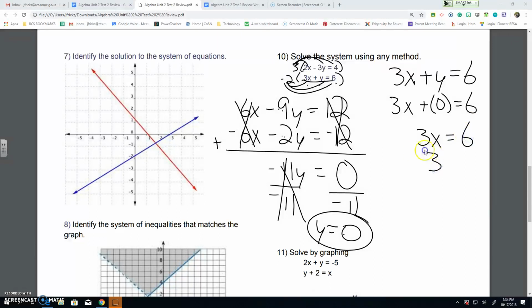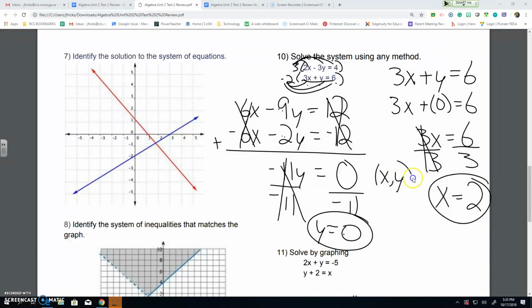So from here we can divide both sides by 3, and x is going to be equal to 2. So since x is equal to 2, remember we always write them as x comma y. So that's going to be 2 comma y, 0 equals 0. Alright, so that gives us our solution for it.